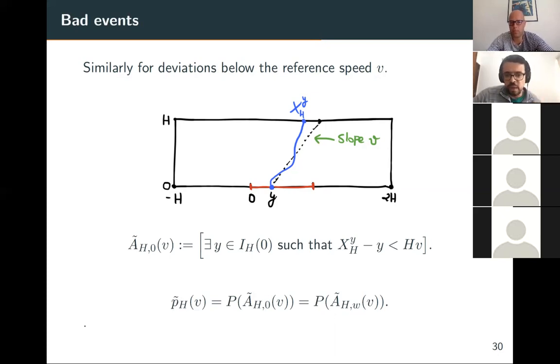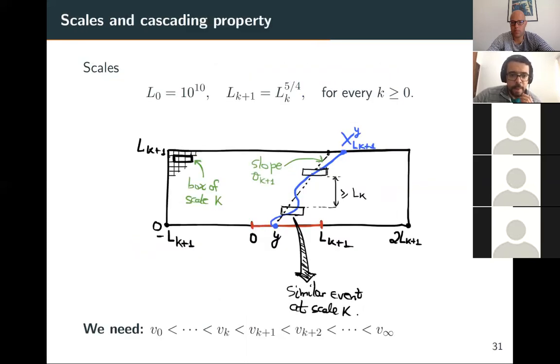I want to show that this type of event cascades somehow. But in order to do that, what I will do is to fix some scales like Augusto did. In Augusto's talk, the exponent was L_{k+1} equals L_k to the 3/2. For me here, it's going to be more convenient to work with 5/4. Anyway, this is flexible and could be whatever, given that it's smaller than 2 for me here. So anything in between 1 and 2 would work fine here.